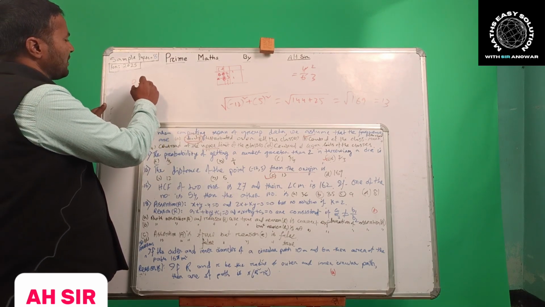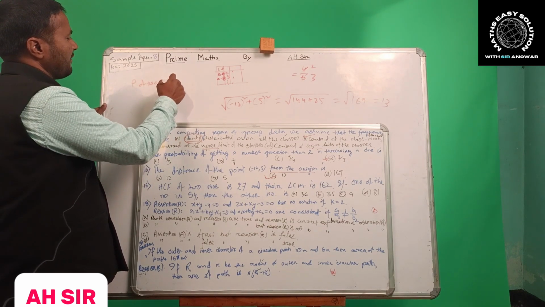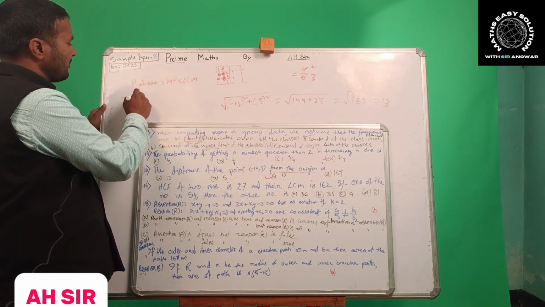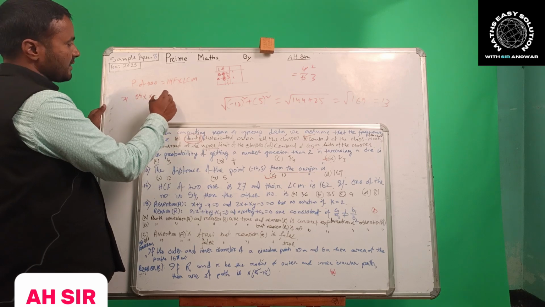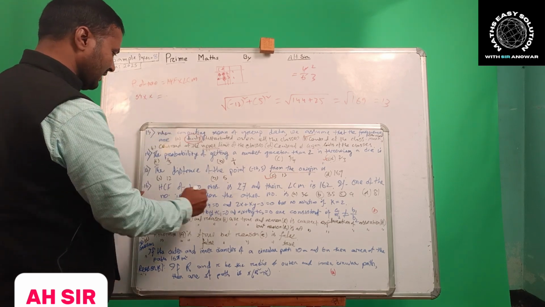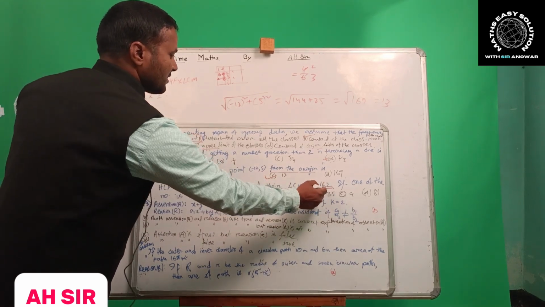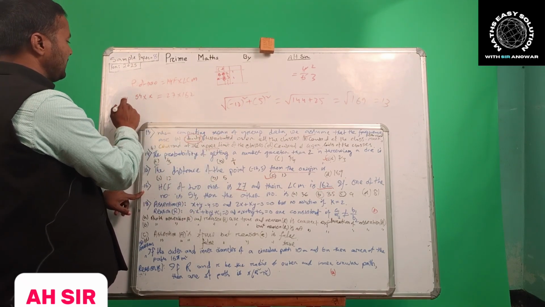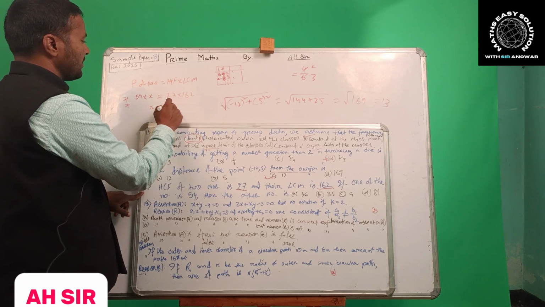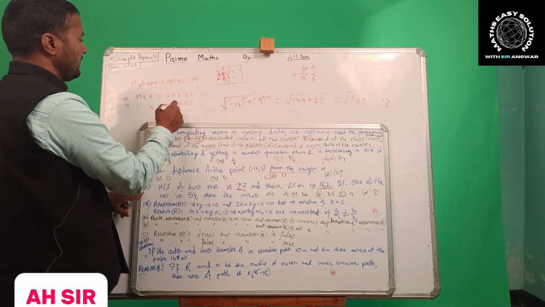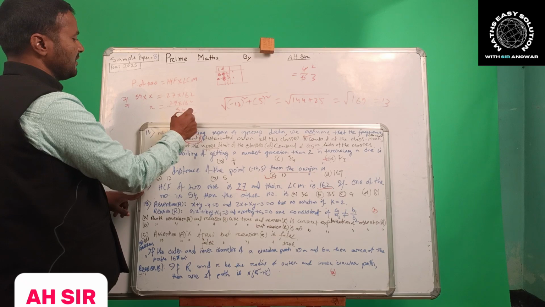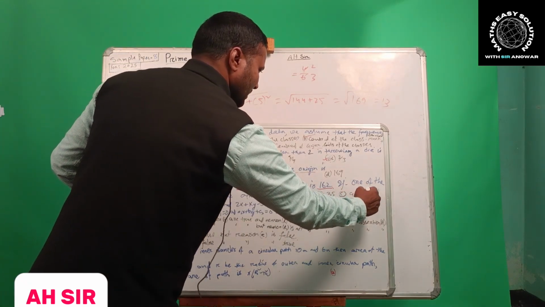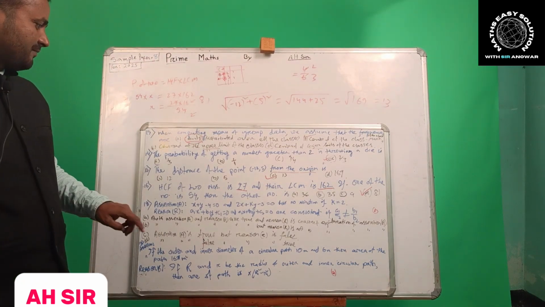Product of two numbers equals HCF into LCM. One number is given, 54, and the other number we don't know, suppose X. HCF is 27, LCM is 162. So 27 into 162, then X is the number, 27 into 162 by 54. You do cancelling here, 81. So this answer is 81. B option is correct. Next question.